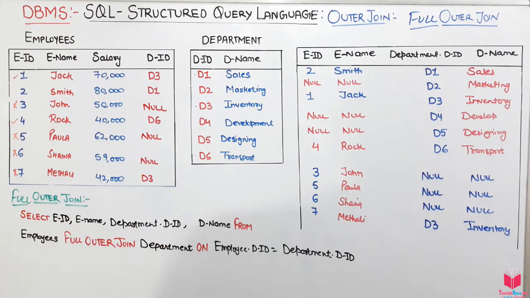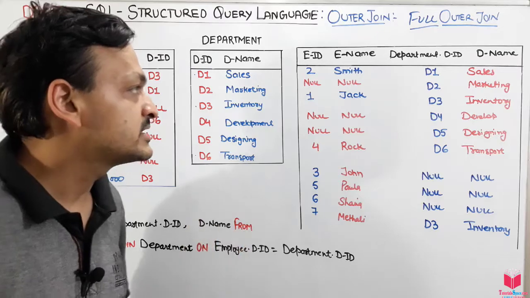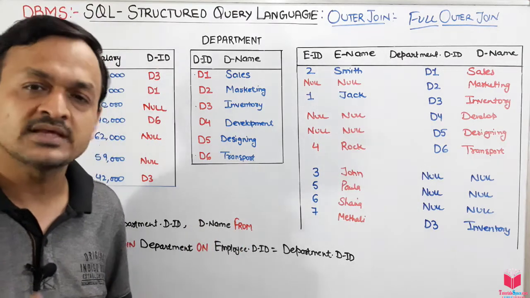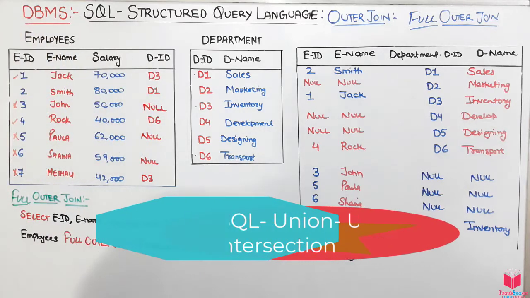Okay guys, this is all about the full outer join. You can do these things in this way, and be careful writing the output. We will do self join or other joins in the upcoming videos.